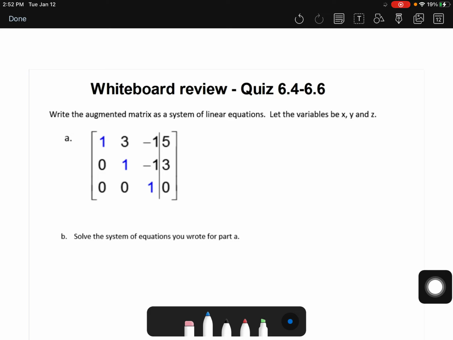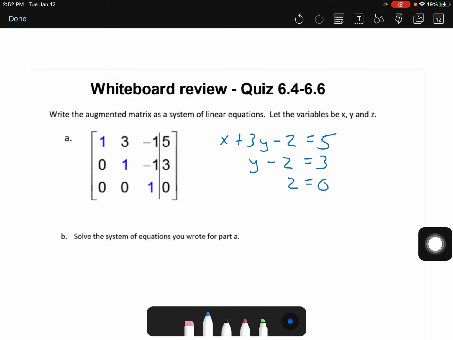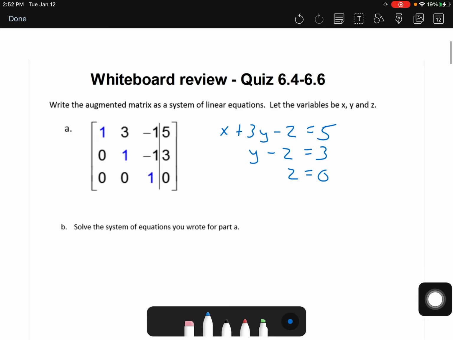Okay, so we are going to go, and again, these just go in order, so it's going to be 1x plus 3y minus 1z equals 5. And then we have a 0 to start off this row, so that's 0x, we don't have to write that. 1y, so it's y minus z equals 3. In the bottom row we have two zeros, so that's 0x and 0y, so we just have z equals 0. And there's our system of equations that is representing this augmented matrix.